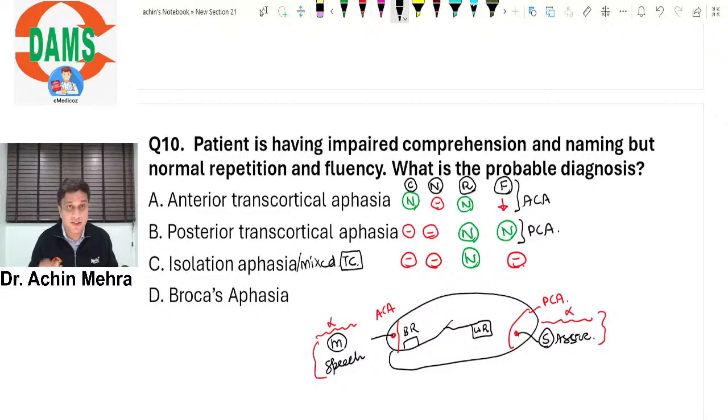Let's see, tell me the answer. Impaired comprehension, impaired naming, but normal fluency and normal repetition is posterior transcortical, also known as sensory transcortical aphasia, due to PCA infarction. Okay, right?